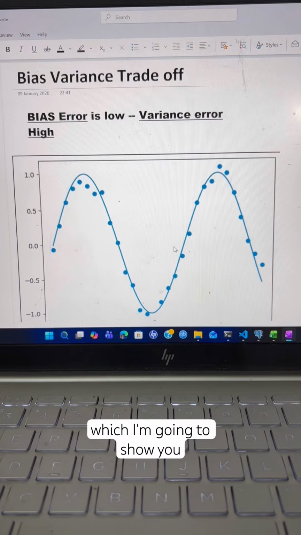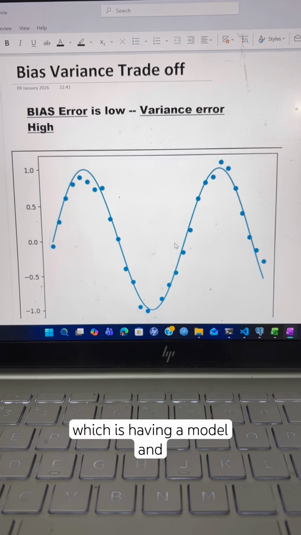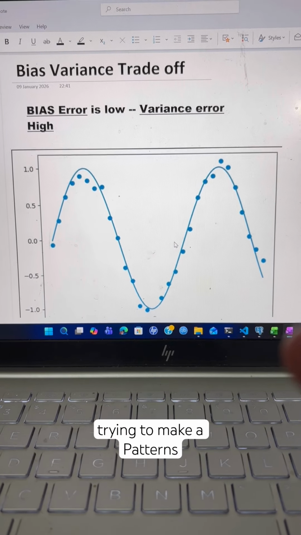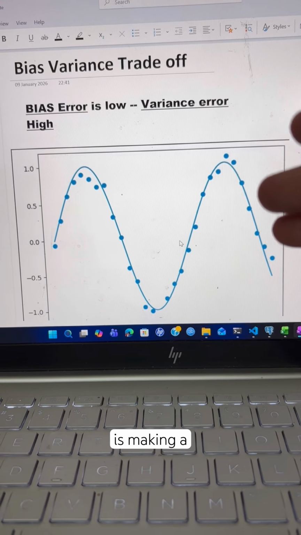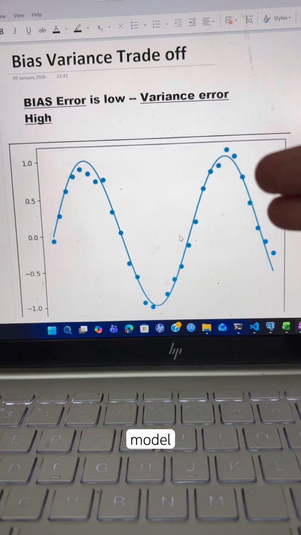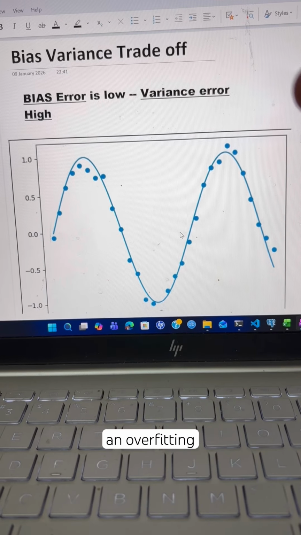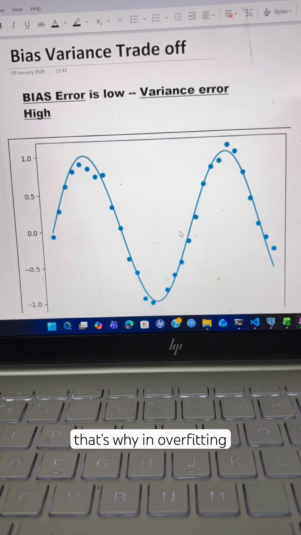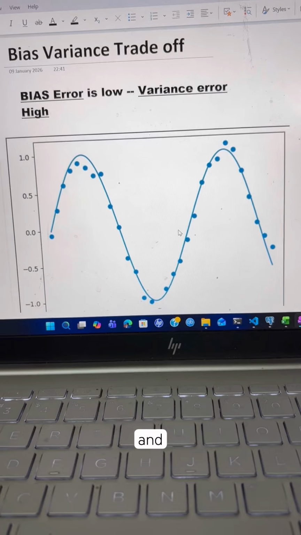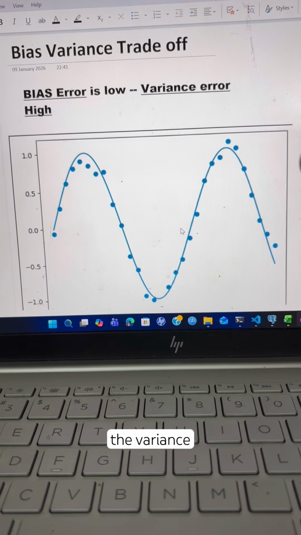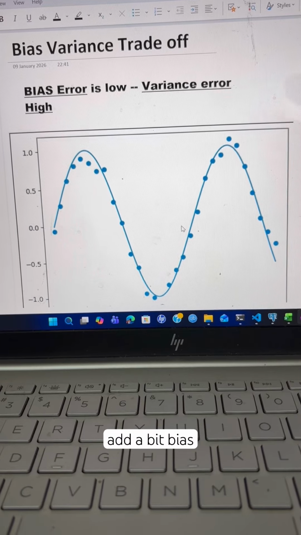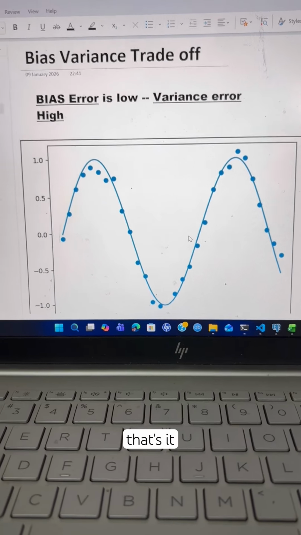The first example I'm going to show you has a model trying to make a pattern out of those data points. By doing so, it is making a very complicated, very complex model. So basically it is an overfitting condition. And that's why in an overfitting condition, bias error is very low and variance is high. To make it a trade-off, we need to decrease the variance error, and for that we need to add a bit of bias error. That's it.